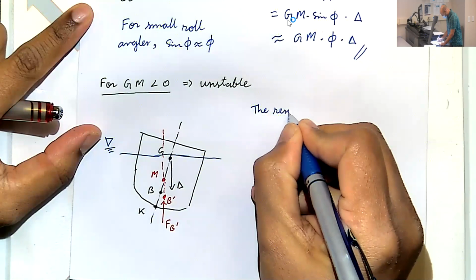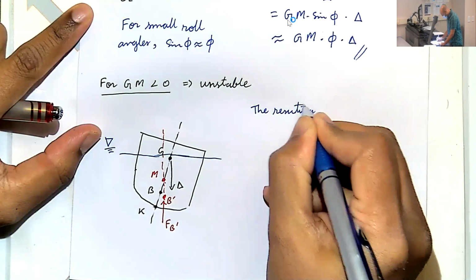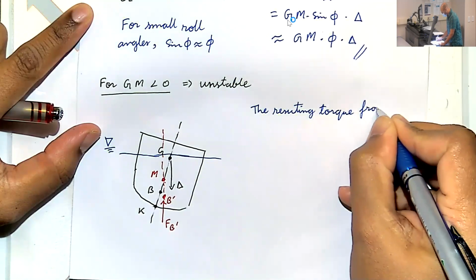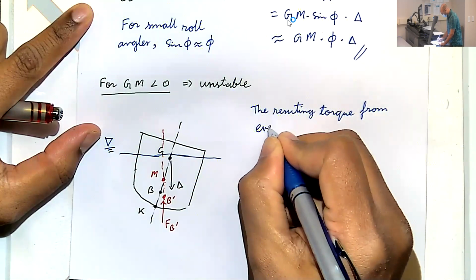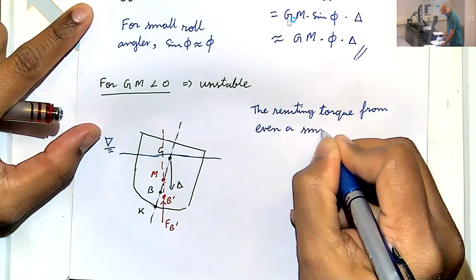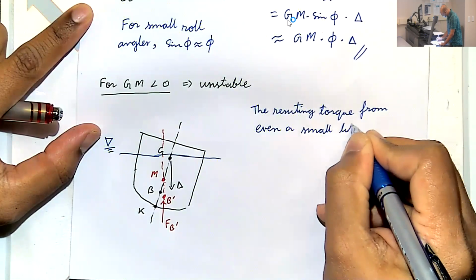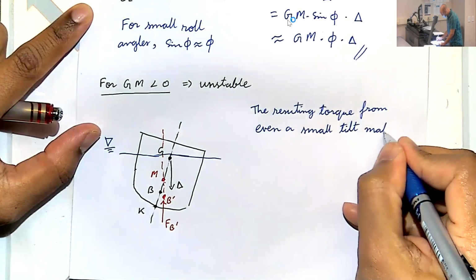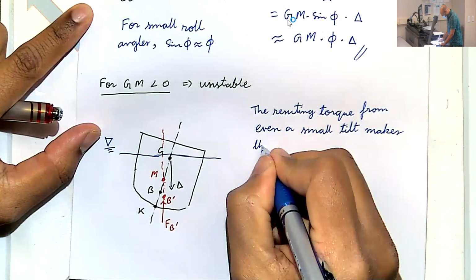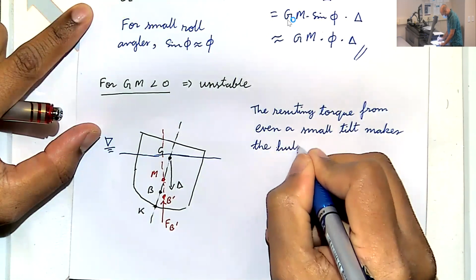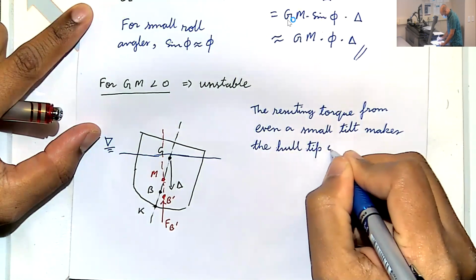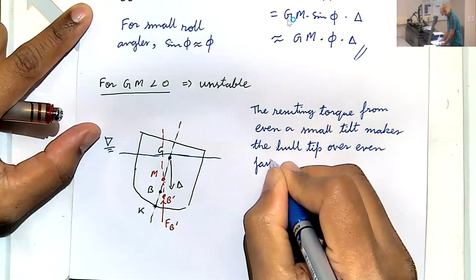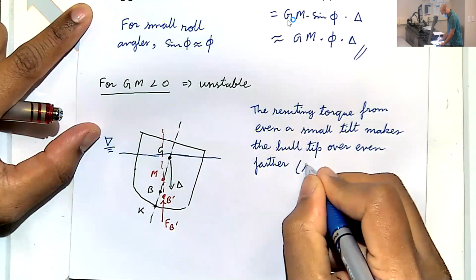The resulting torque from even a small tilt makes the hull tip over even farther. And if that happens, your hull will capsize.